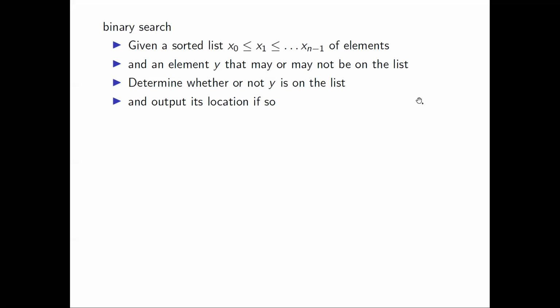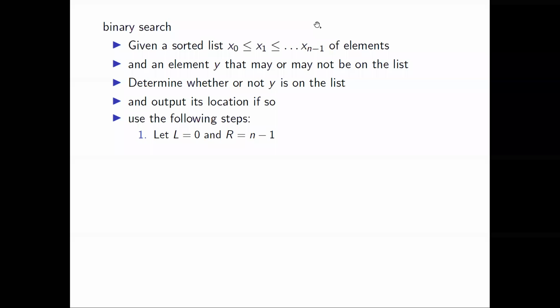There's a method to do this, which is very fast, and we can describe this method in only a few steps. Given the sorted list, our elements are x0 up to x sub n minus 1. So 0 and n minus 1 are endpoints. We'll start out with L equals 0 and R equals n minus 1. This is for left and right. So we're making a window here.